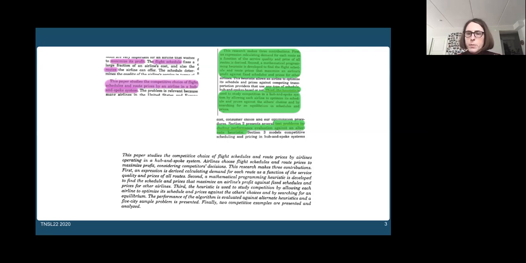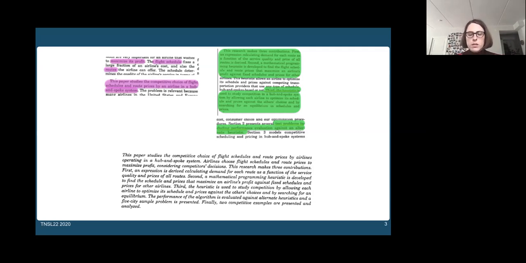And then comes the part, from the very last paragraph of the introduction, where we talk about the evaluation. The performance of the algorithm is evaluated against alternate heuristics, and a 5-city sample problem is presented. So here they say, hey, we didn't only look at what our algorithm gives us, but we looked at some other possibilities to solving this thing. And we looked at a relatively small sample problem with 5 cities, but something that can show how the algorithms behave. And then finally, 2 competitive examples are presented and analyzed.